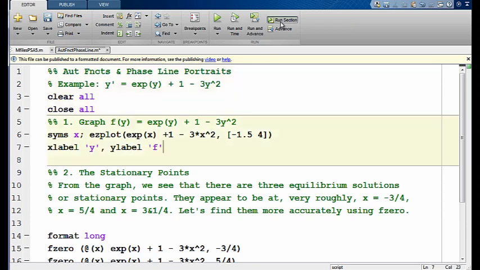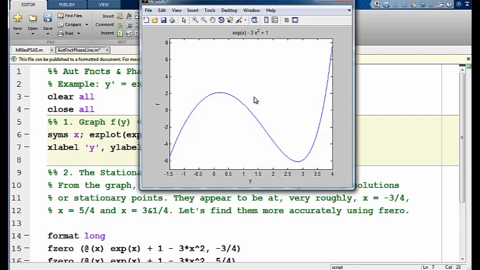Okay, there's our graph. So it looks somewhat like a cubic. Well, it's not, because of the exponential. How many times does it cross y equals 0? Three times. 1, 2, 3. And it looks like those values are, I don't know, about -1, maybe 1 point something, and a little bigger than 3.5. Notice I labeled it y and f.